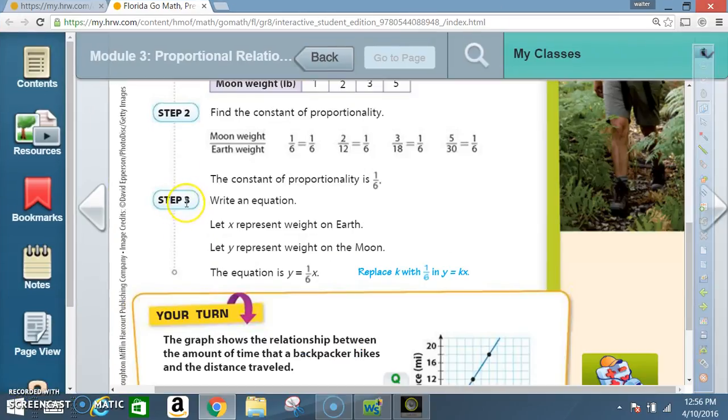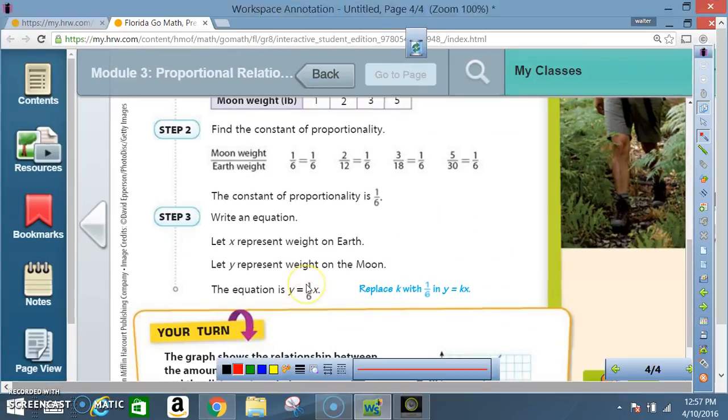All right, step 3, write an equation. Let x represent the weight on Earth. We've done that. Let y represent the weight on the moon. We've done that. And we know that our equation is y equals k times x. And we determined that k was 1 over 6. So our equation then is y equals 1 over 6 times x.